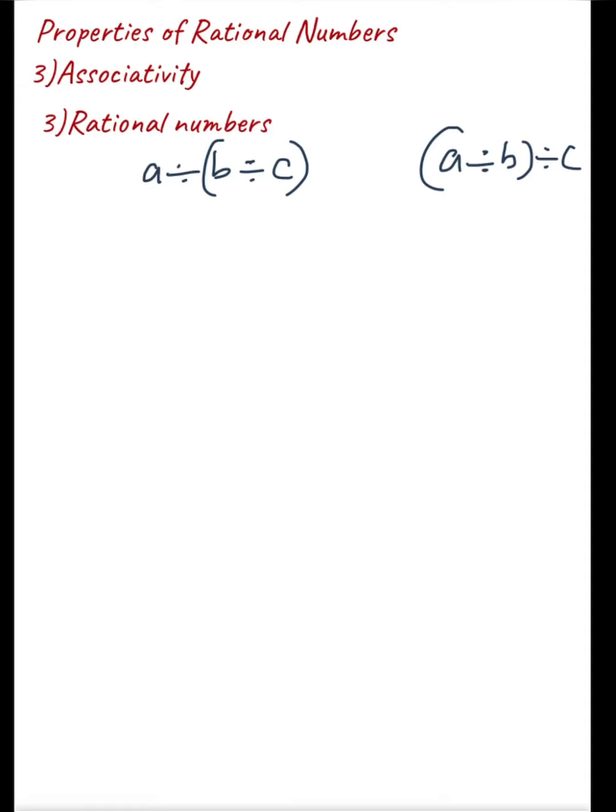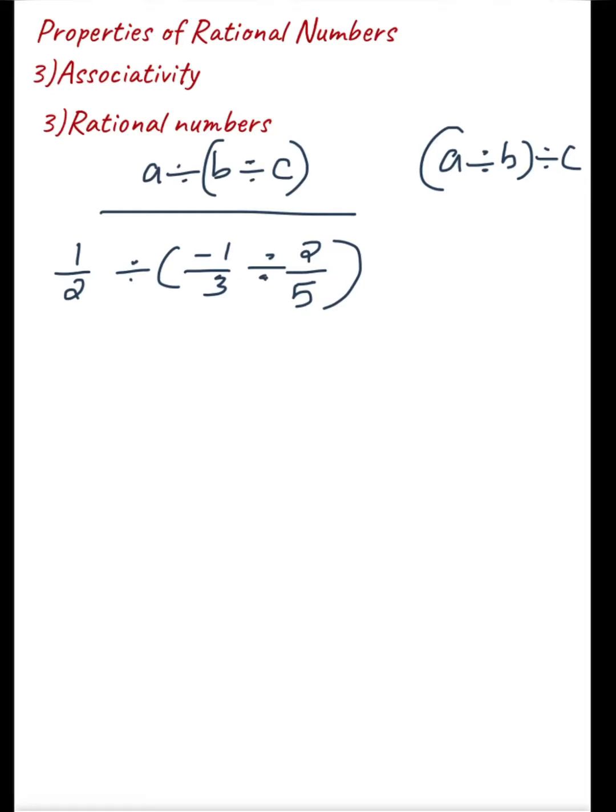Okay. And first we will be going to do A divided by B divided by C. I am taking the question as 1 by 2 divided by minus 1 by 3 divided by 2 by 5. This is our A, B and C, which are rational numbers. So you have to do the things inside the bracket first. Let's write the remaining things as it is. What is inside the bracket? Minus 1 by 3 divided by 2 by 5.